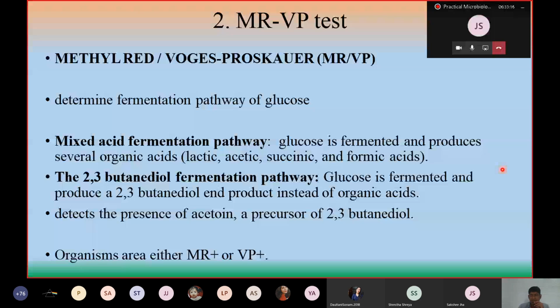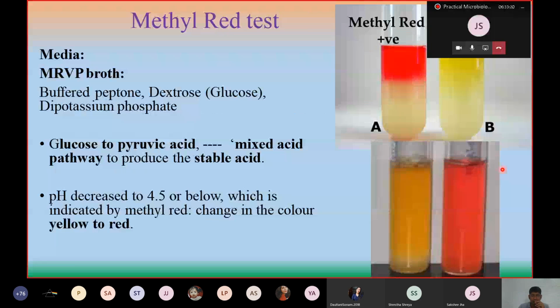This is the MR test. The media will contain glucose, buffer and peptone, the basics for survival, and buffer. The organism will be cultured there, and methyl red, since it is an indicator, will detect the pH. Just remember, positive is red in color, brick red, and negative is yellowish in color.